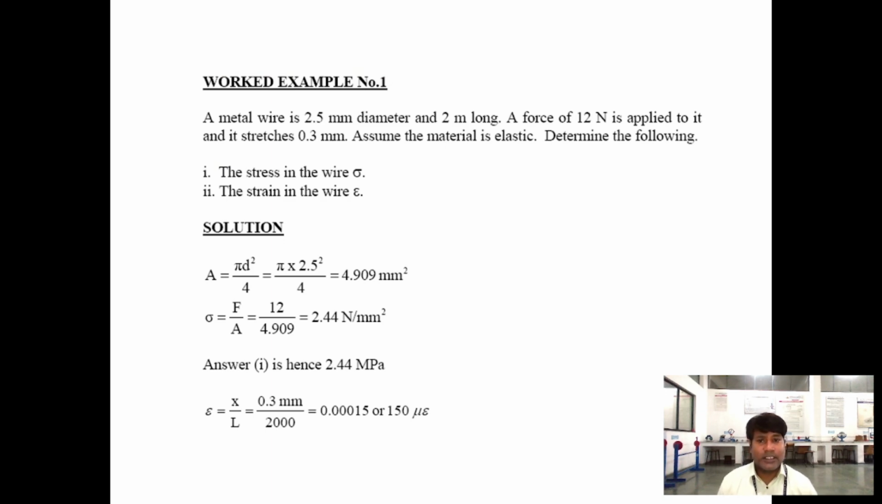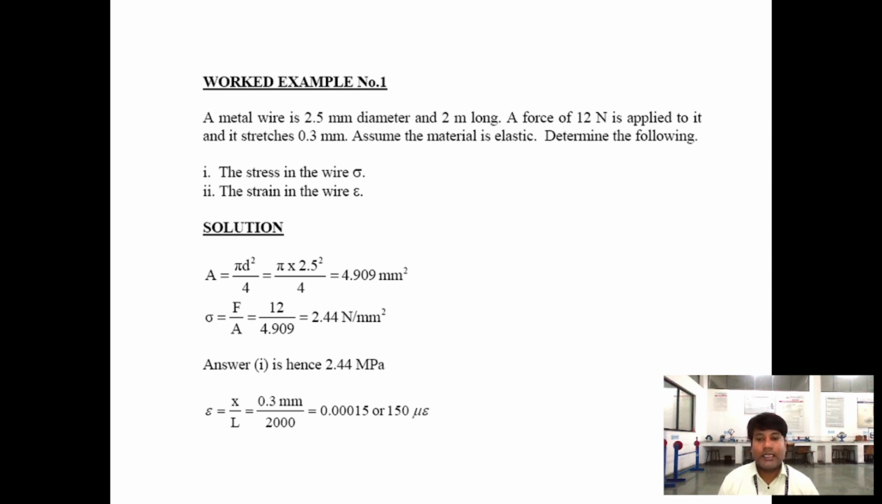I am going to consider example one: a small wire of 2.5 mm diameter and 2 meters long. A force of 12 Newton is applied on it and its extension is 0.3. Assume the material is elastic; determine the following. Stress is equal to force upon area. So we have the value of 12 Newtons. Area we can get because it is a steel wire, so pi by 4 d square is the area. So the value is 2.44 Newton per mm square.